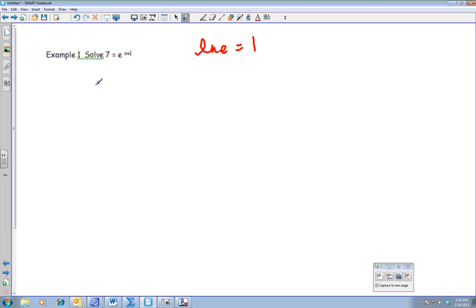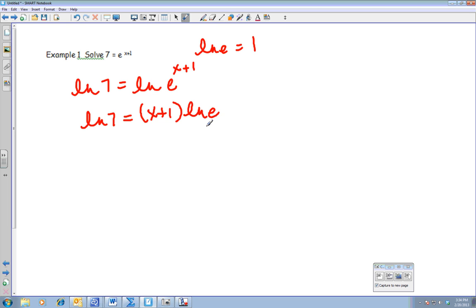Okay, so the first thing I'm going to do is take the natural log of both sides. So the natural log of 7 equals the natural log of e to the x plus 1. So now I'm going to use the properties of logarithms on this right-hand side to bring this exponent down in front. So I have natural log of 7 equals x plus 1 times the natural log of e. Well, we already know that the natural log of e is 1, so now that goes away, and I have natural log of 7 equals x plus 1.